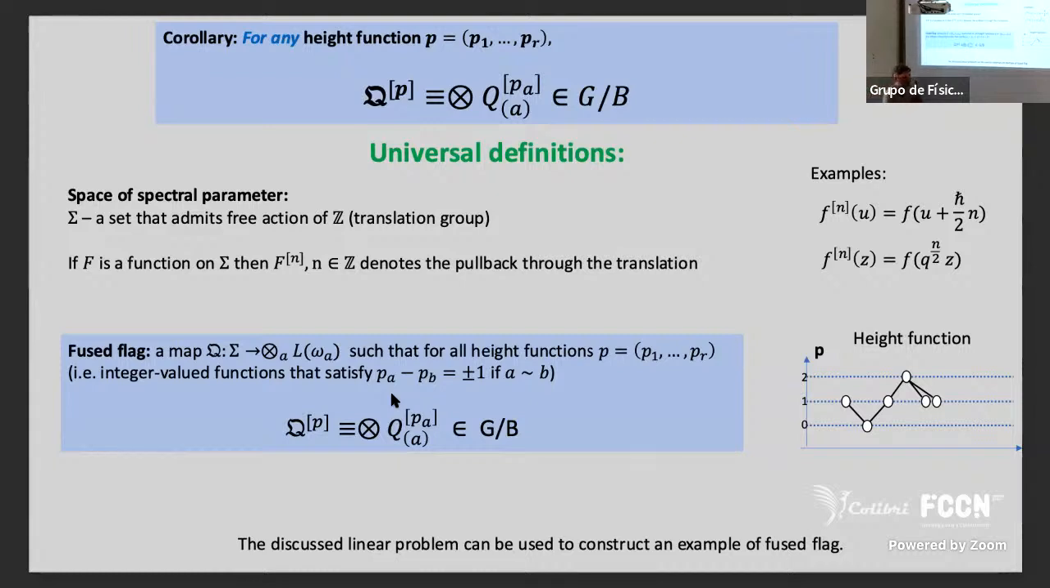Yes? This is still dependent on the spectral variables. Yes, yes. So Q will be functions of the spectral parameter, yes. What is sigma? Sigma is the space of spectral parameter. Okay, and there's an action which may be multiplicative or additive. Yes, yes, yes.